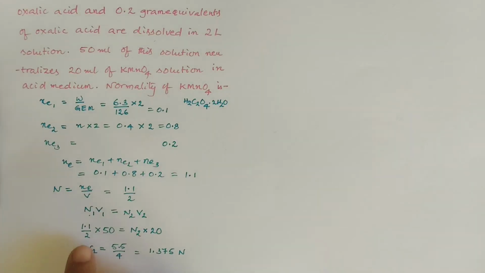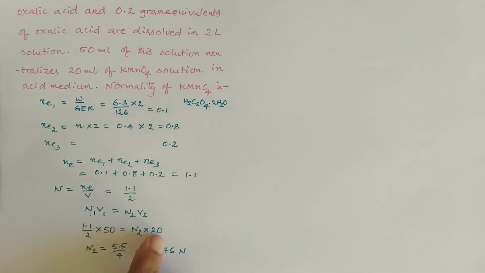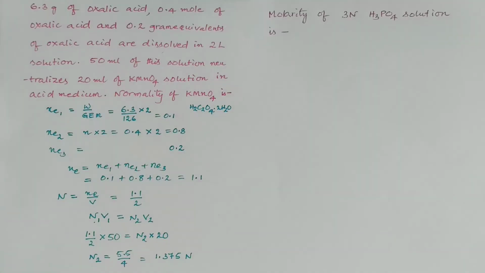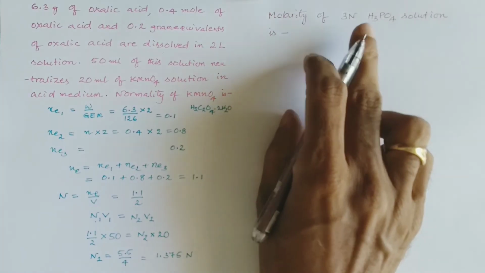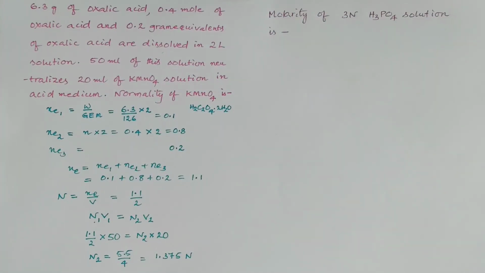Now calculate. 0 will be cancelled, right? 2 into 2 will be equal to 4. So 1.1 into 5 is 5.5 divided by 4. So that is equal to 1.375 normal. The normality of potassium permanganate is 1.375 gram equivalents per liter. This is the answer. Next problem: the molarity of 3 normal H3PO4 solution is.